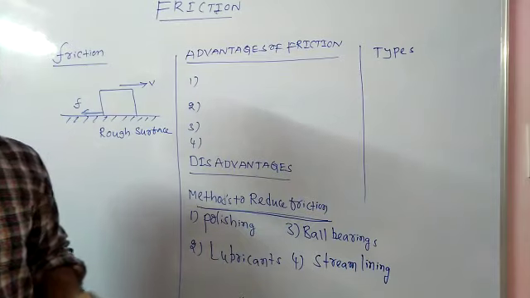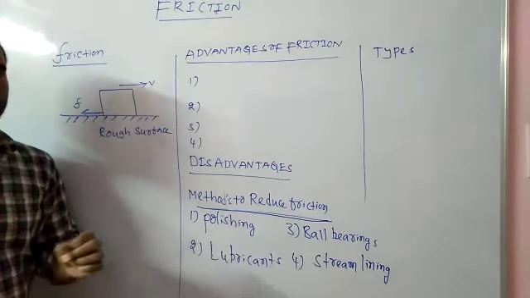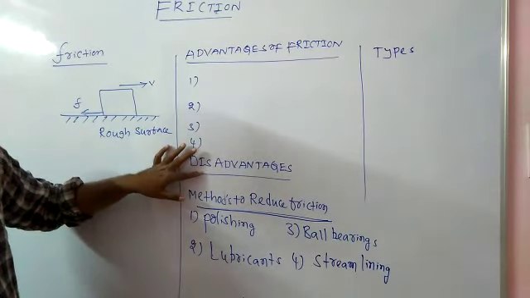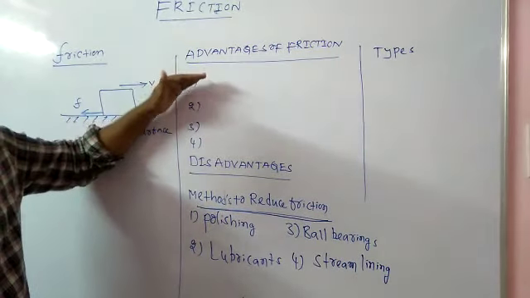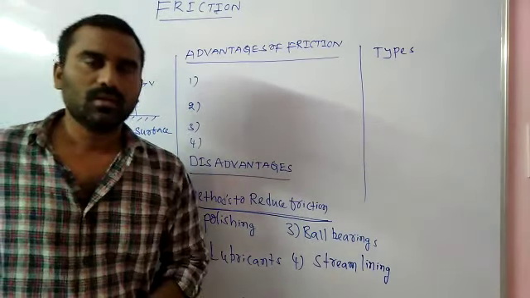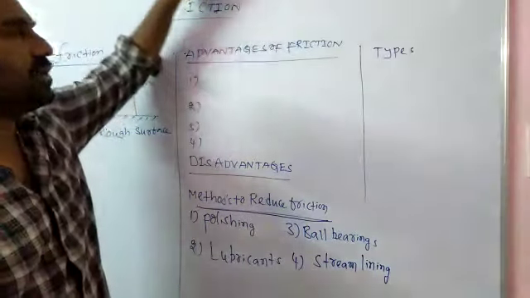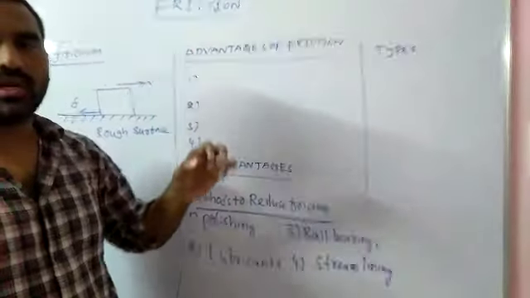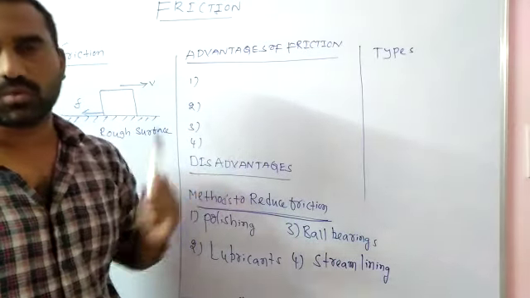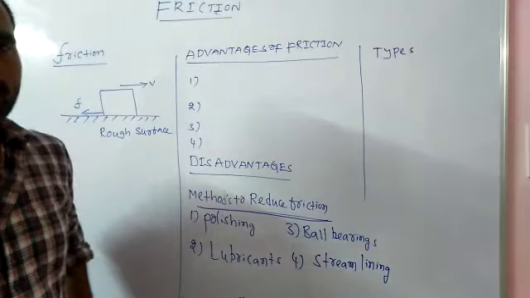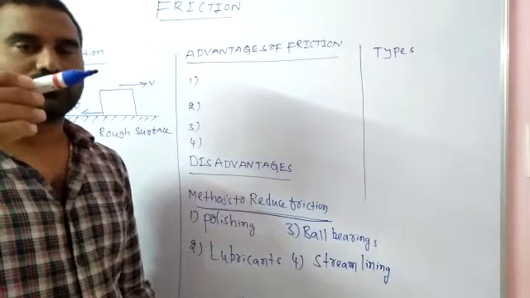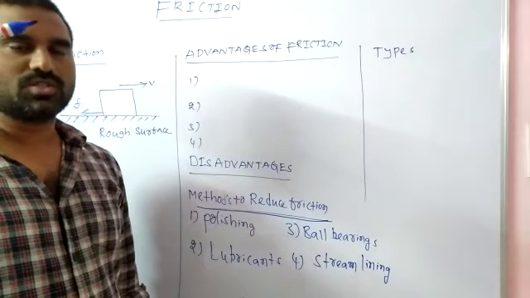Now, what are the advantages and disadvantages of friction? For example, screws and nails are driven into walls because of friction between the wall and the screw. Also, friction helps the fingers to hold a chalk piece.